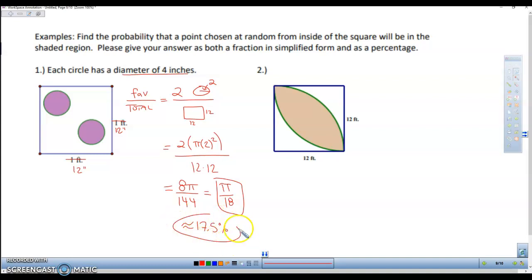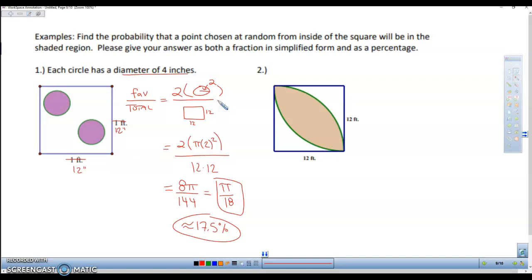See, on this example, when we did our favorable region, there was nothing to subtract to get the shaded area, so just be really careful. That's kind of a common mistake. People tend to overcomplicate these problems. So just think, what's the area of the shaded region divided by the total possible area?